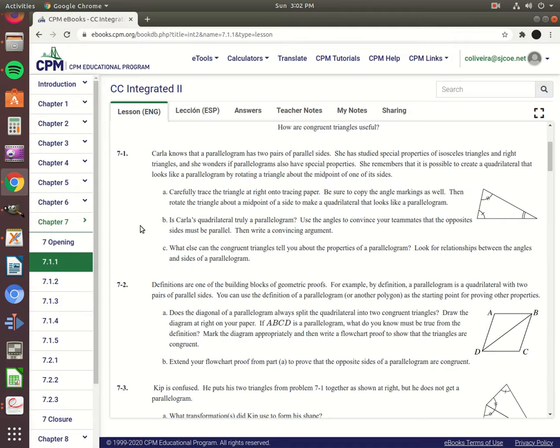Is Carla's quadrilateral truly a parallelogram? Use the angles to convince your teammates that the opposite sides must be parallel. Then write a convincing argument. What else can the congruent triangles tell you about the properties of the parallelogram? Look for relationships between the angles and the sides of a parallelogram.